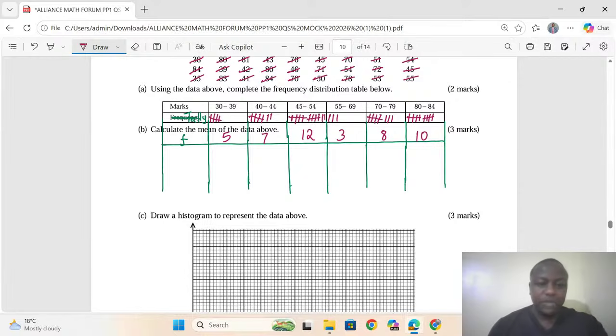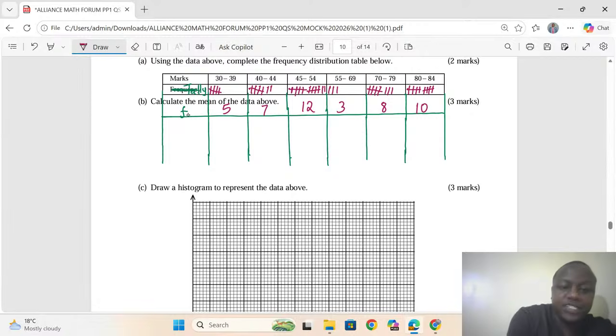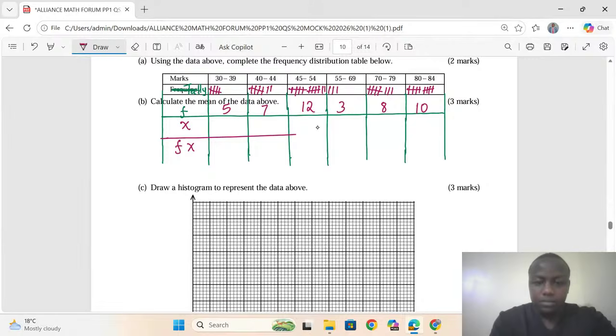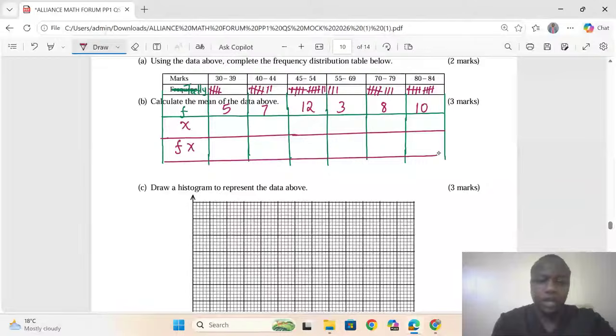Now, part B is saying we calculate the mean of the data. To find the mean, we will need the midpoints first, then midpoint times every frequency, then we shall be adding. I'm going to use my calculator now in the next work.